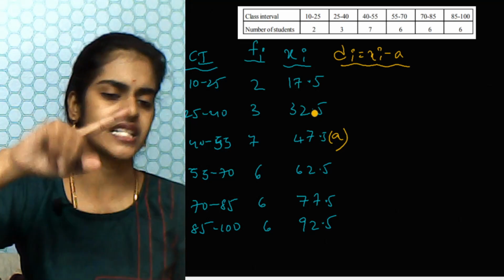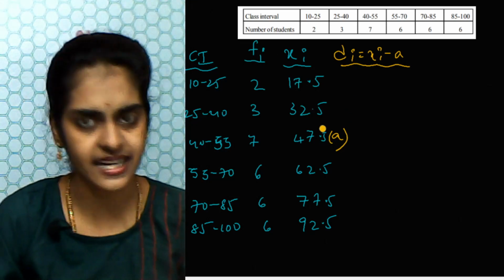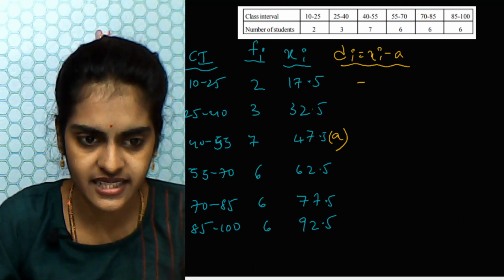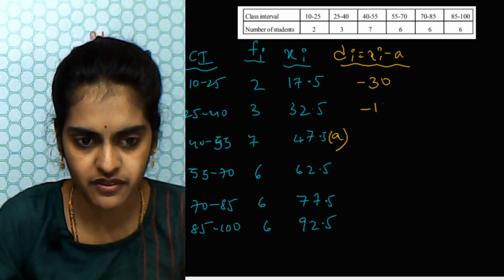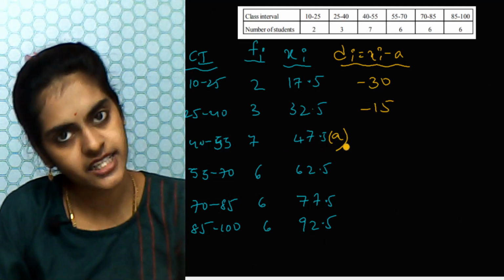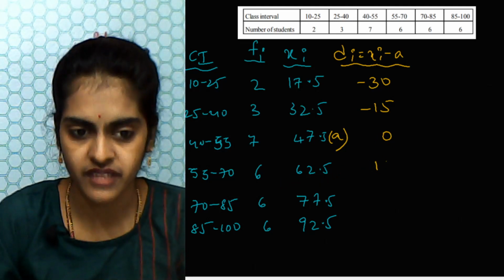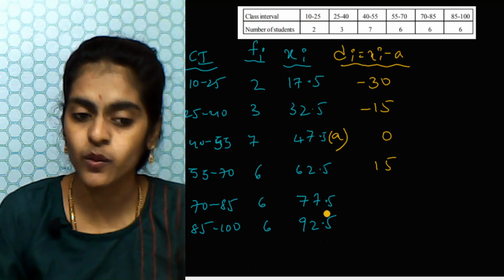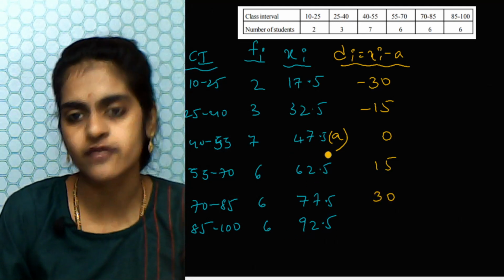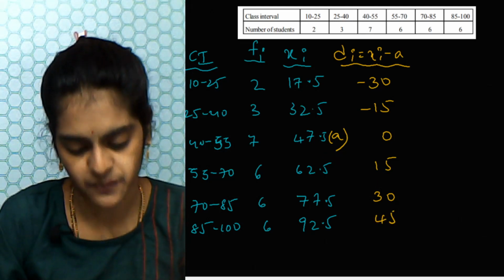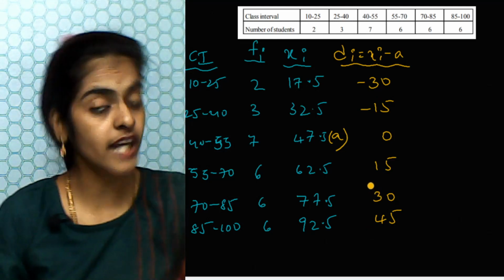So assumed mean, if you understand, these are the same steps again. Okay, one extra step you will do in the last. That's it. So this is nothing but minus 30. So 32.5 minus 47.5 gives you minus 15. 47.5 minus 47.5 gives you 0. 62.5 minus 47.5 gives you 15. 77.5 minus 47.5 gives you 30. 92.5 minus 47.5 gives you 45. Okay, so you got the deviation. So till here it is the same as the assumed mean method.